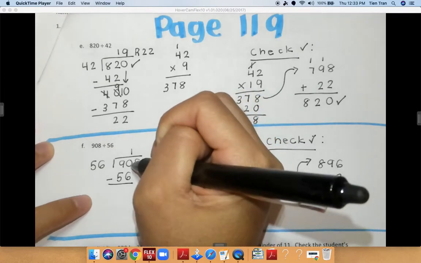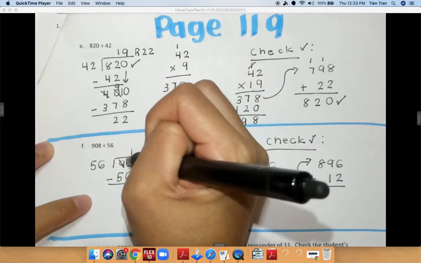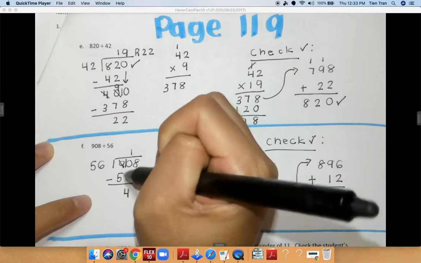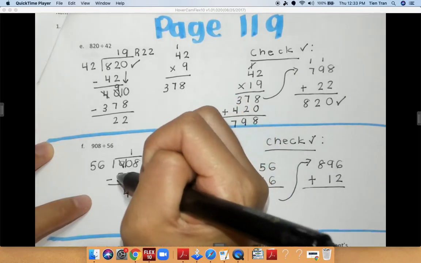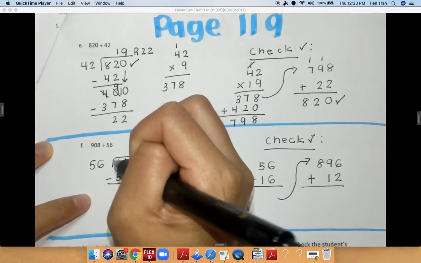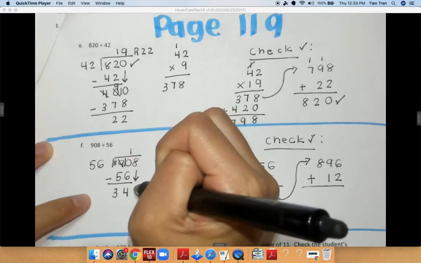Okay, now I'm looking at 0 minus 6. I need to regroup. 10 minus 6 is equal to 4. 9 changes to an 8. 8 minus 5 is equal to 3. I'm going to bring down my 8.